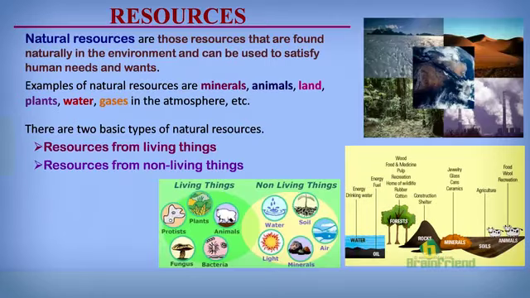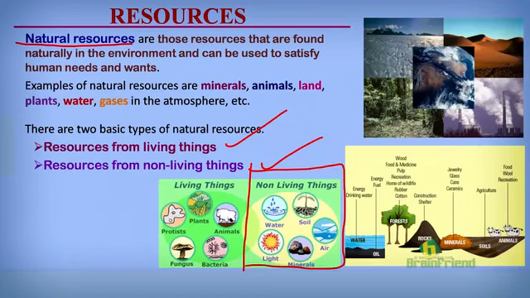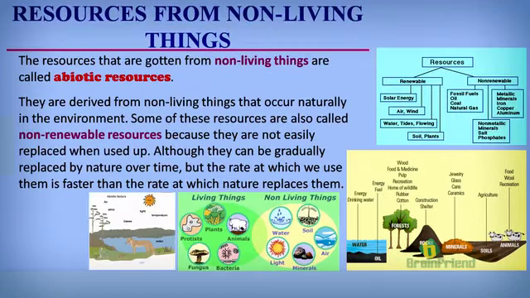In that previous lesson, we said natural resources are those resources that occur naturally in our environment. They are used to satisfy human needs and wants. We saw various examples of these natural resources, and we say they are divided or broken down into two major groups, those from living things and those from non-living things. Today's class is centered on those resources that are derived from non-living things.